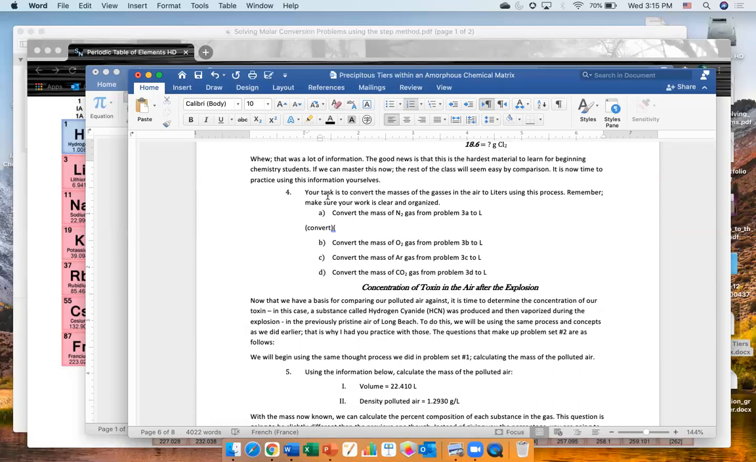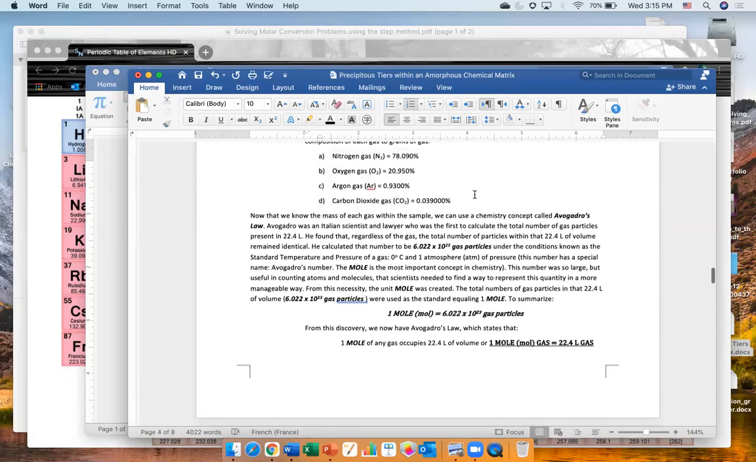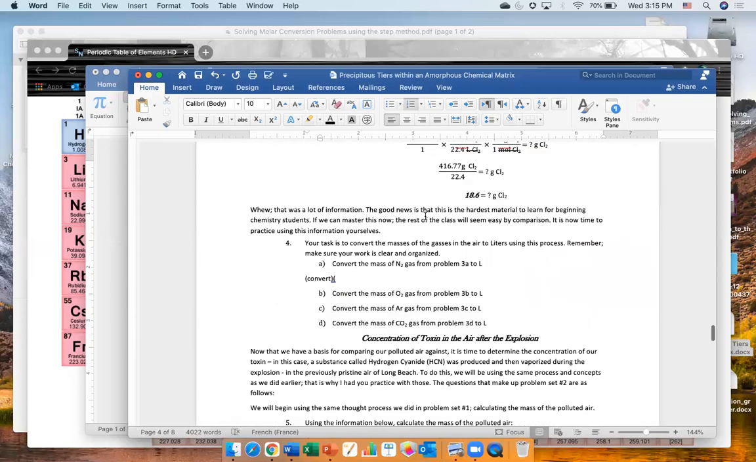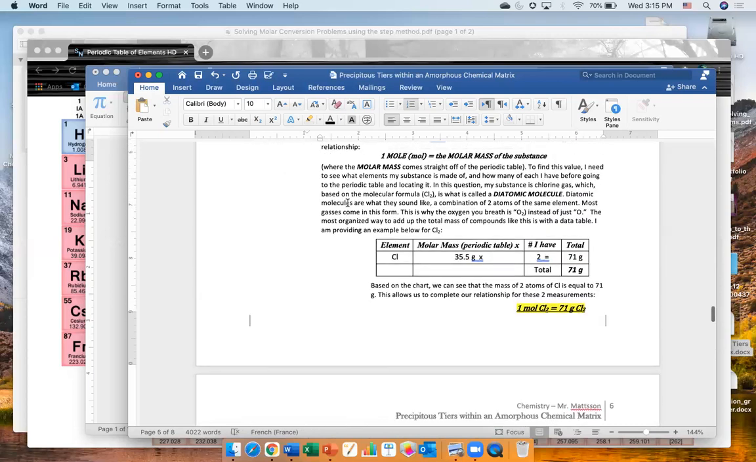Let's take a look at the question you'll ultimately be tasked with solving. Your task is to convert the masses of the gases in the air, these masses from question 3, into liters, using the conversion process. Take a look at this: convert the mass of nitrogen gas from problem 3A to liters of gas. That's the conversion we're going to be doing.